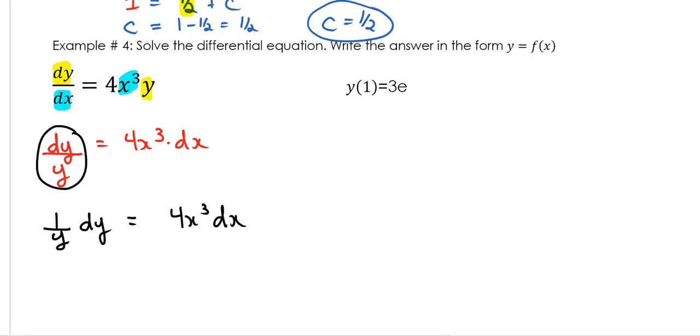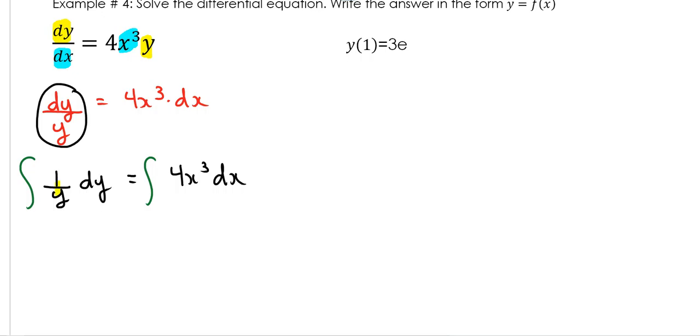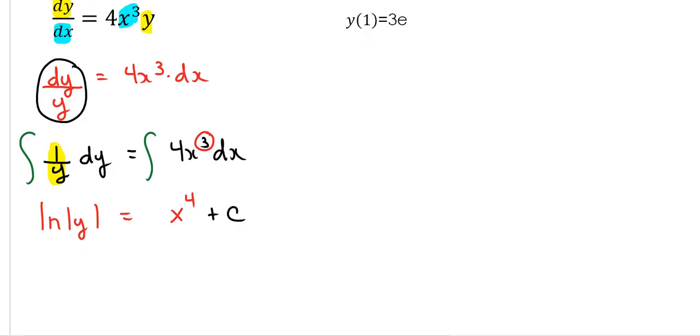Alright, so let's go ahead and find the antiderivative now, the integral signs. And this expression right here, I mean 1 over y, I know what the antiderivative of that is. That's just the ln of absolute value y equals to, well, I just take this cube here, raise that to the power of, add 1 to that, so that should be x to the power 4 divided by 4, and then I have the coefficient of 4 in front, and then you'll notice that the 4's here will just cancel, so then you just have x to the power 4 plus c. And my initial condition here is y of 1 equals to 3e.